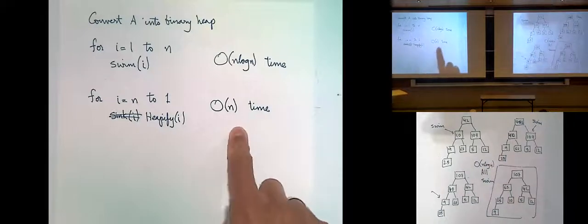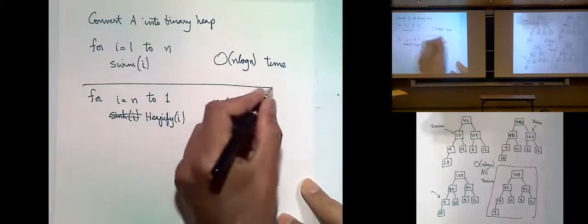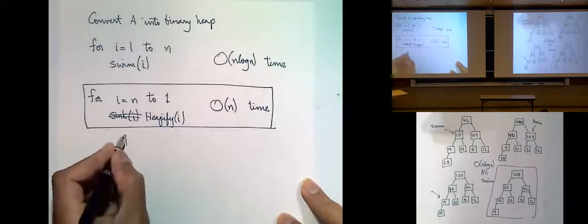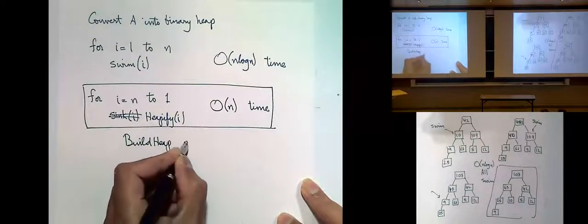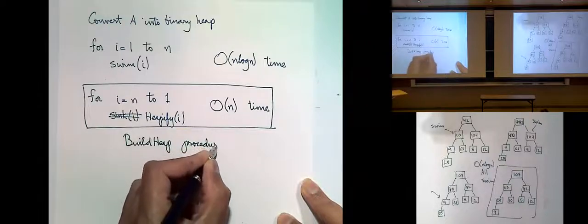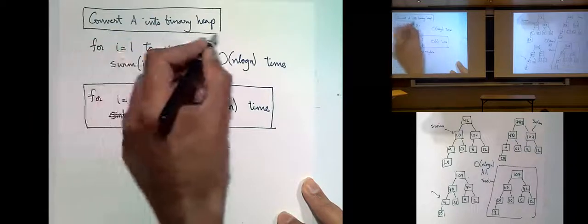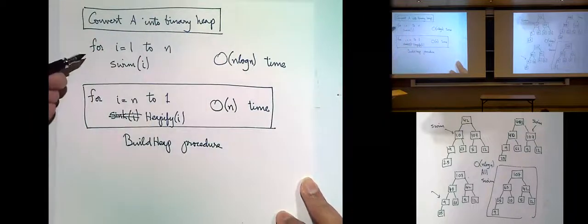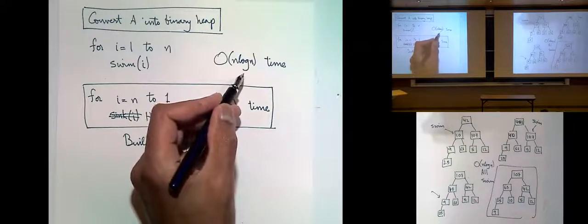To prove this takes a little bit more careful math. It's given in CLRS, but this is called the build heap procedure. Meaning, starting with an array A, how do you convert it to a binary heap? Again, the first one, for i equals 1 to n calling swim, this works, but it runs in n log n in the worst case.